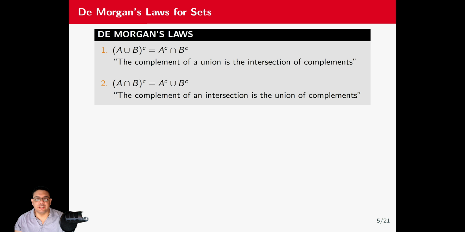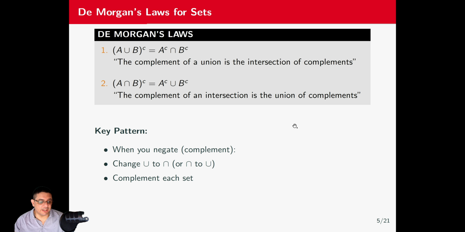Now, De Morgan's laws have to do with the complement. For example, the complement of A union B is equivalent to the intersection of the complement of A with the complement of B. Or, the complement of a union is the intersection of the complements. On the other hand, the complement of A intersection B is equivalent to the union of the complement of A and the complement of B.